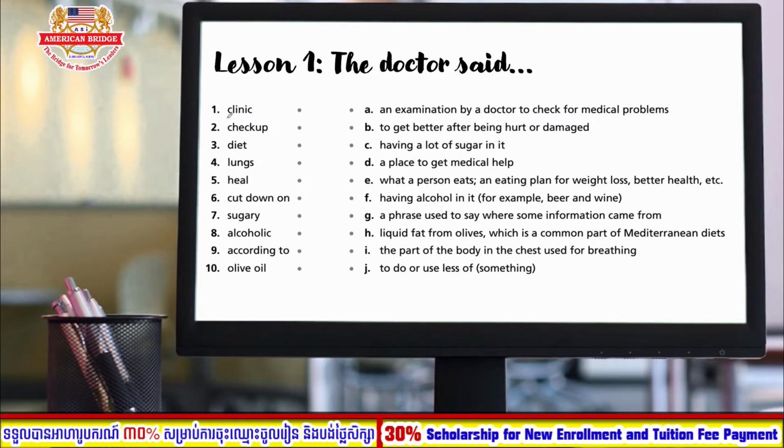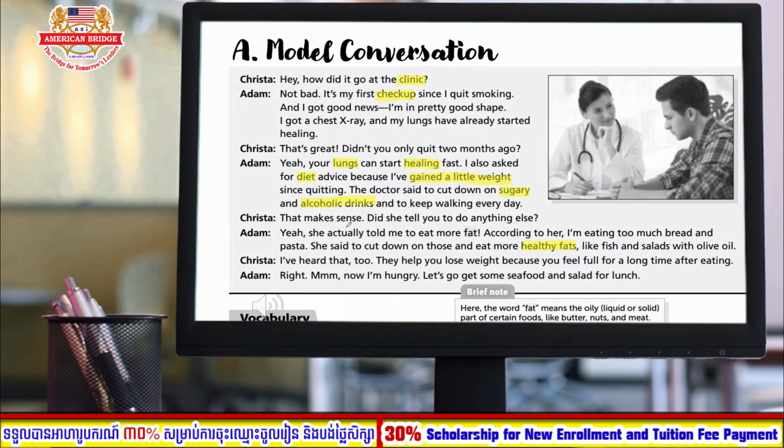Alright, we have the words clinic, checkup, diet, lung, heal, cut down on, sugary, alcoholic, according to, and olive oil. To find the correct meaning of all these words, I would like you to listen to this conversation between Christina and Adam. In this conversation, you will hear all of those keywords, and I think you should try to guess the meaning of all those words along the way. So without any further ado, let's listen to this conversation all together.